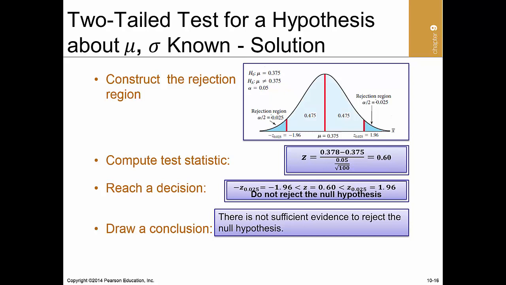Again, we'll compute the test statistic, so statistic minus the parameter divided by standard error. The z-score comes out to be 0.60. Since 0.60 is greater than negative 1.96 and less than 1.96, it's in our lightly shaded blue, do not reject region. We will not reject the null hypothesis and conclude that there's not sufficient evidence to reject the null hypothesis. So based on this data, we're meeting the standards.